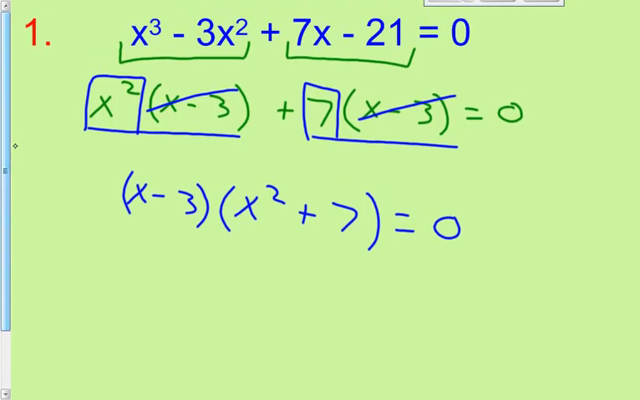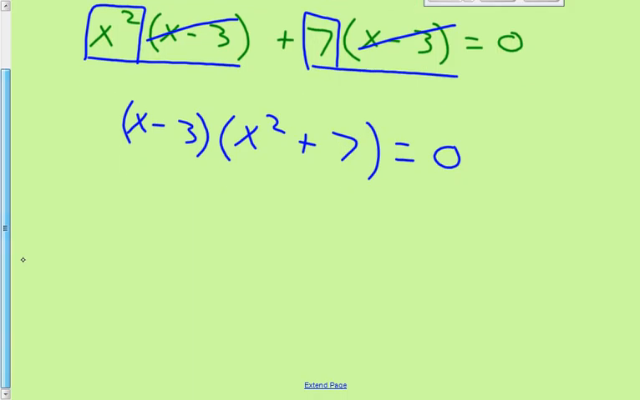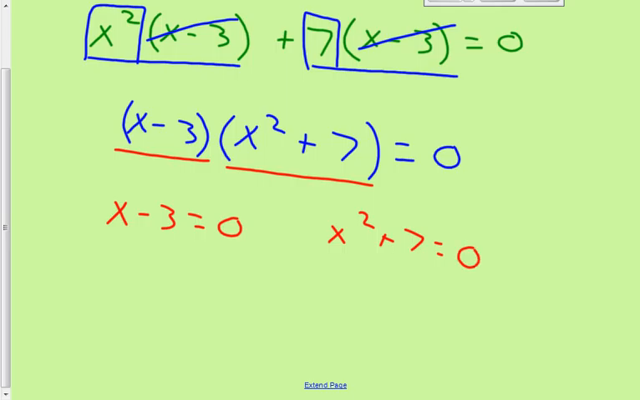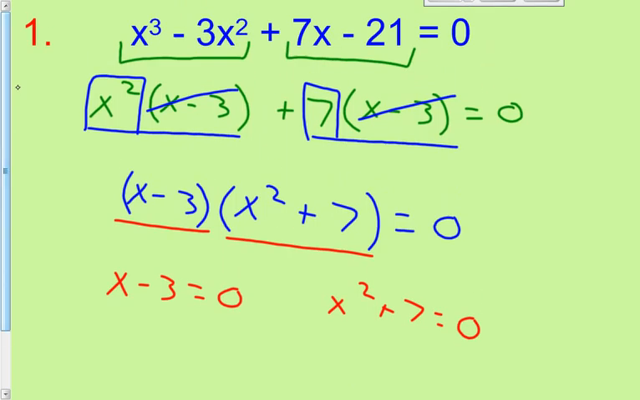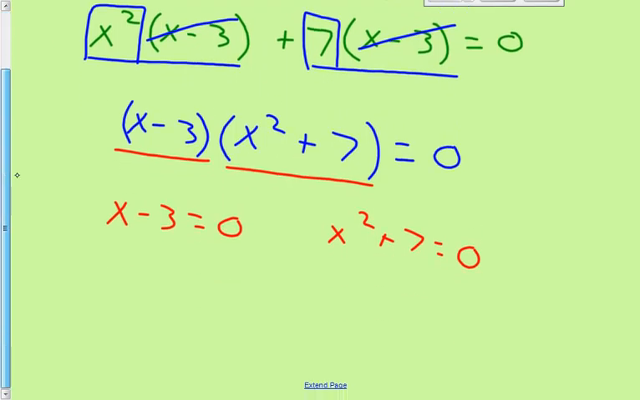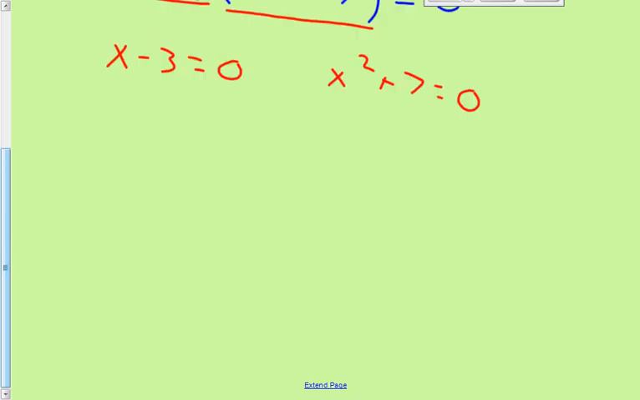If you wanted to check your work, you can just FOIL these 2 binomials, and you would get right back to where you started. So now we're not quite done yet. In chapter 5 we were done at this point, but we want to solve. So let's get x all by itself. Let's set this equal to 0, x minus 3 equals 0, and let's set this equal to 0, x squared plus 7 equals 0. This is a degree of 3, so we should get 3 answers for this one, 3 different solutions.